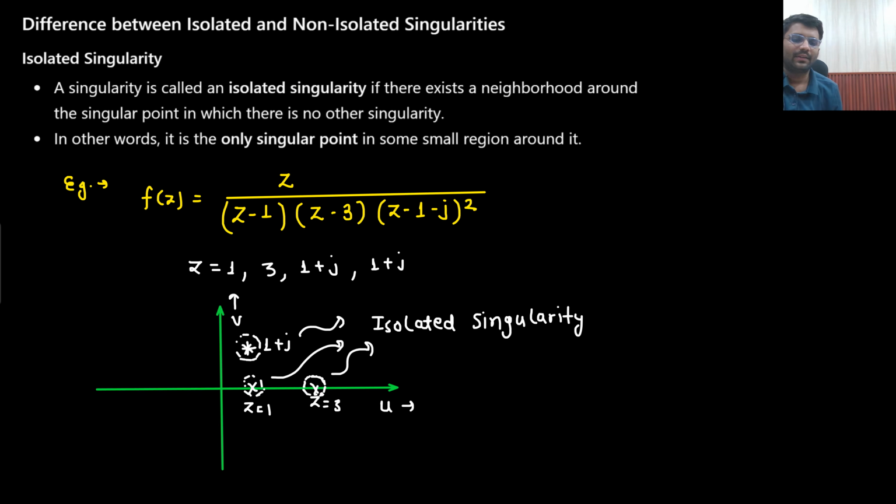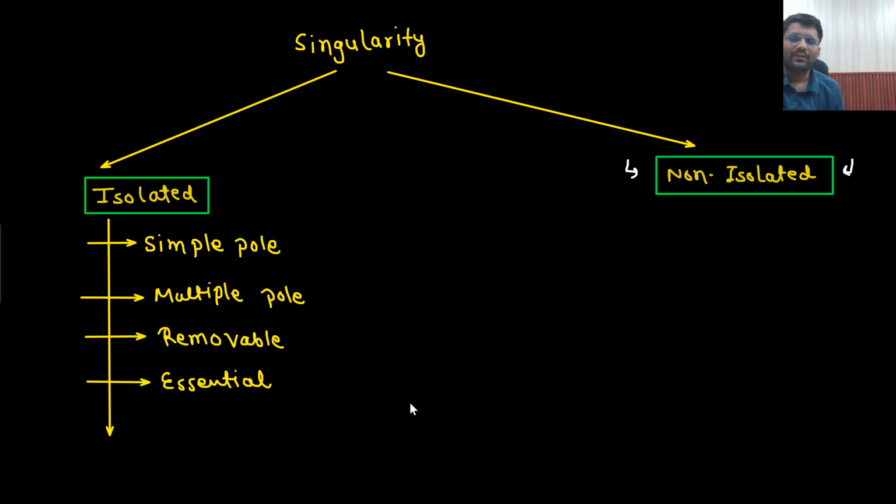Understandable? Okay then. So now we will talk about, first, simple pole, then multiple pole, then removable singularity, then essential singularity. So I will not say simple pole isolated singularity. I will only say simple pole singularity. I will only say multiple pole singularity.